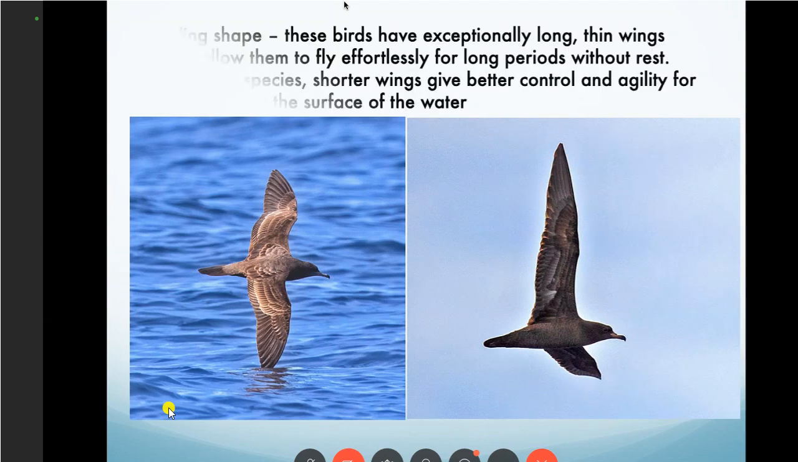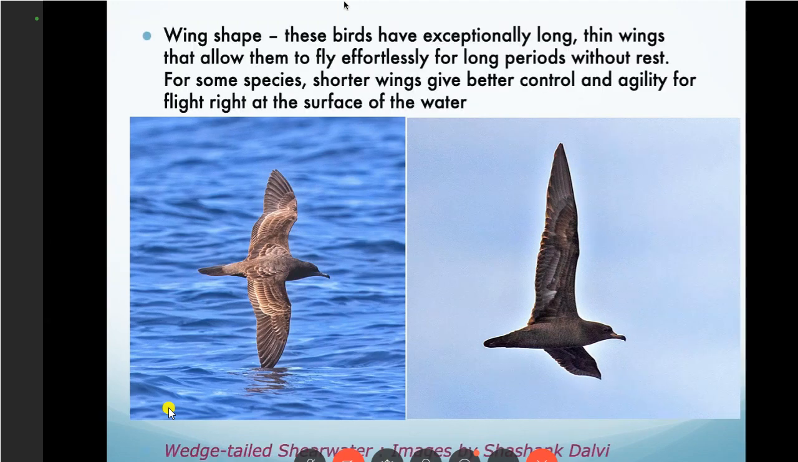They are very similar to what we get on the mainland, what we call swifts. We have alpine swifts and common swifts who can stay in the air for a very long time. In fact, the common swift can be in the air for almost 10 months altogether without landing at all. So the seabirds are made in a similar way. They have these long wings, and they can keep soaring over the sea for a long time.